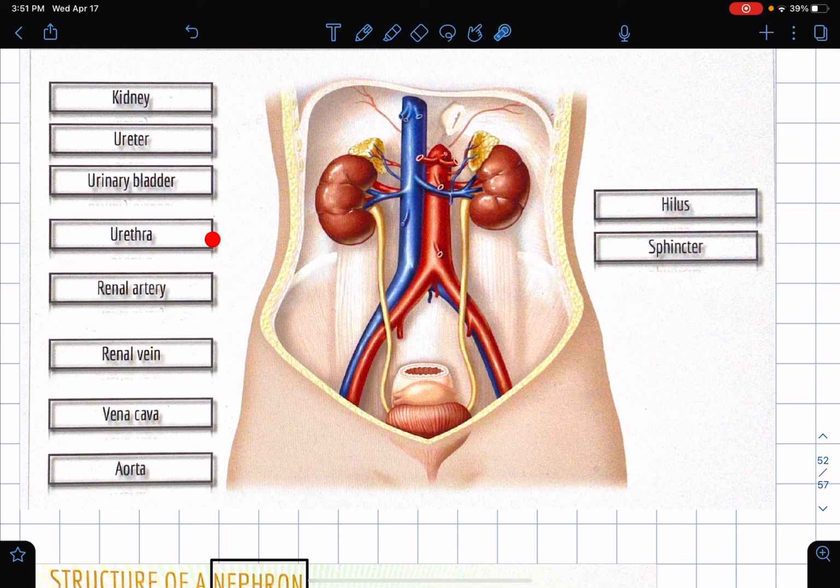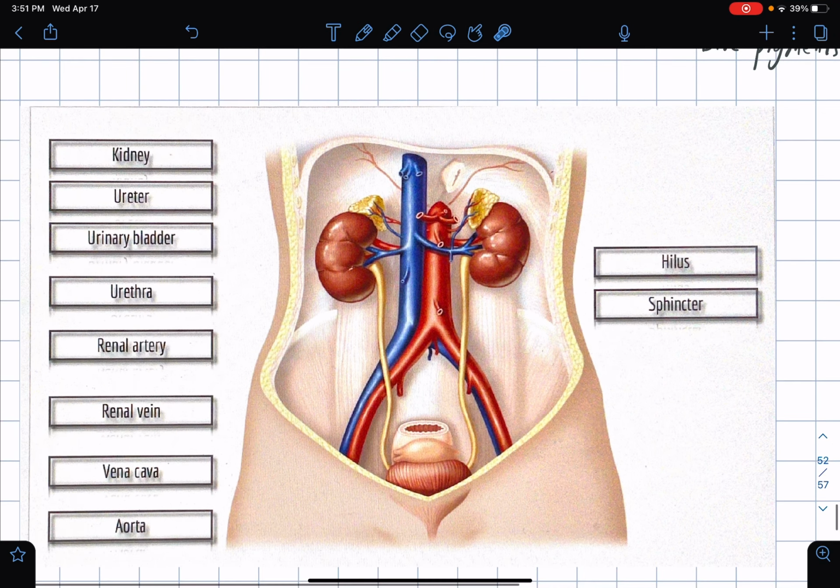Kidney, ureter, urinary bladder, urethra, renal artery, renal vein. These arteries and veins are the ones exclusive to the urinary system, and they're connected to the cardiovascular system. These are the blood vessels that connect the urinary system to the rest of the body and the cardiovascular system, the heart, basically. We have the vena cava, aorta, hilus, sphincter. The vena cava is basically where the blood coming from the urinary system goes through the renal vein and to the vena cava.